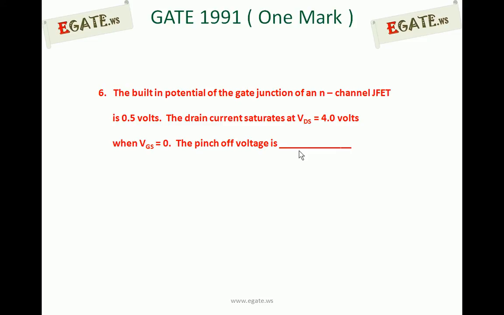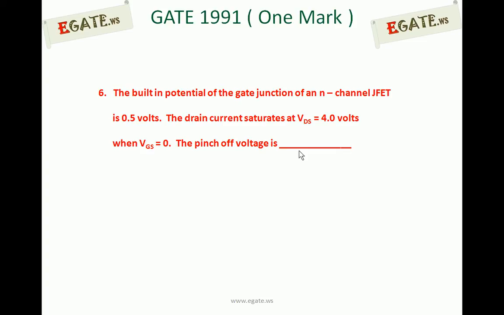The built-in potential of the gate junction for an N-channel JFET is 0.5 volts and the drain current saturates at VDS of 4 volts when VGS is equal to 0 volts. Then the pinch off voltage is.